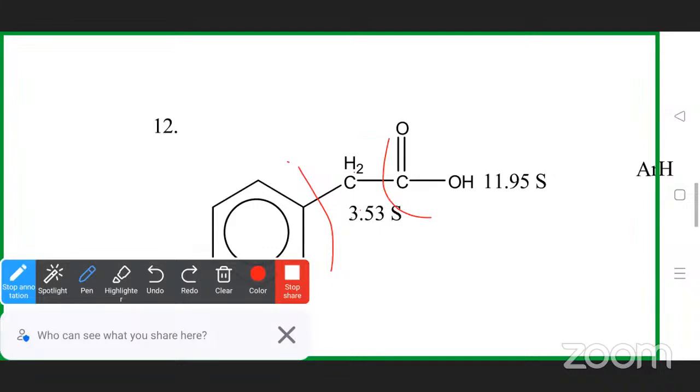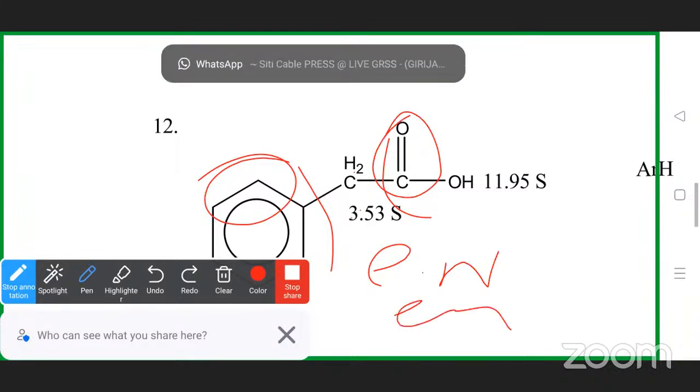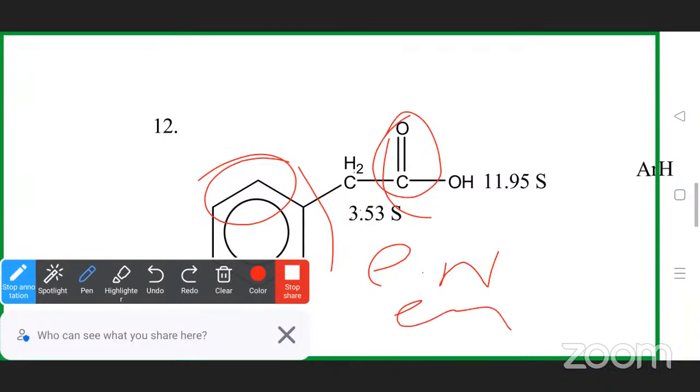So the aromatic benzene is an electronegative group here, and the carbonyl is also an electronegative group here, the carbonyl as well as your aromatic. So this CH2 proton is located in between two electronegative groups here.